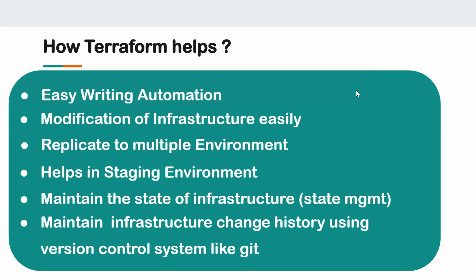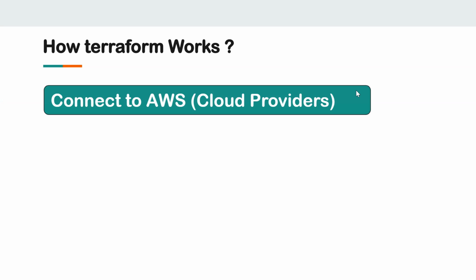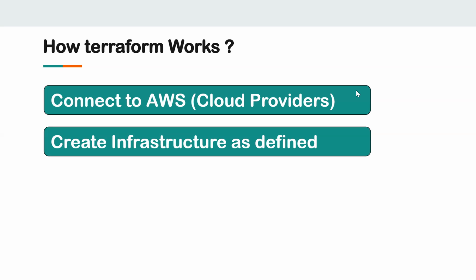Again, it will basically help with the version control system like Git. So let's try to understand how Terraform works. Terraform has the concept of connecting to a cloud provider. It will first connect to your specific cloud provider, then it will create your infrastructure as you define. So we have to choose the providers in our script and pass the providers.